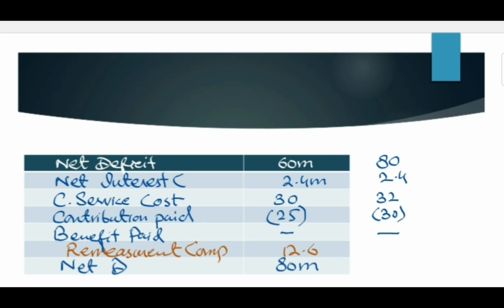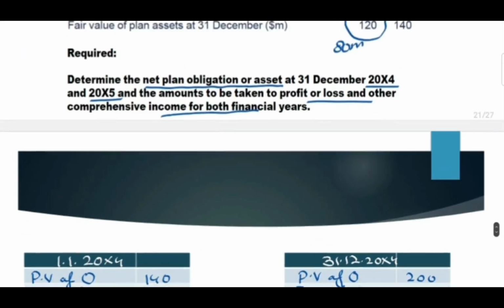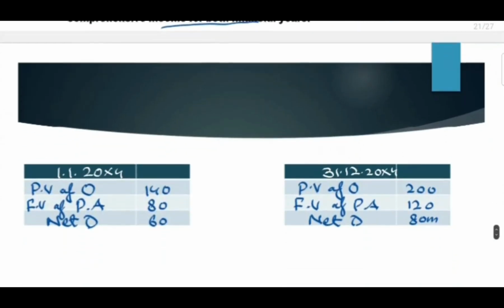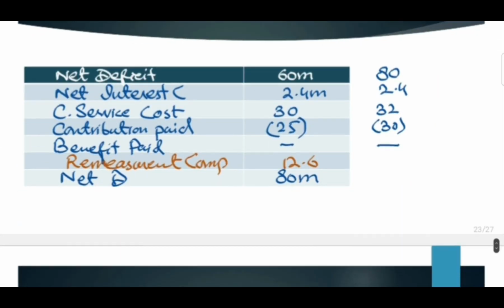No adjustment for benefit paid, and the closing obligation for the 20X5 year would be the difference of 230 present value of obligation and the fair value of plan asset. Again, the present value of obligation is greater than the fair value of plan asset, so it is a net deficit of 90. So the closing deficit of the 20X5 year is 90 million.